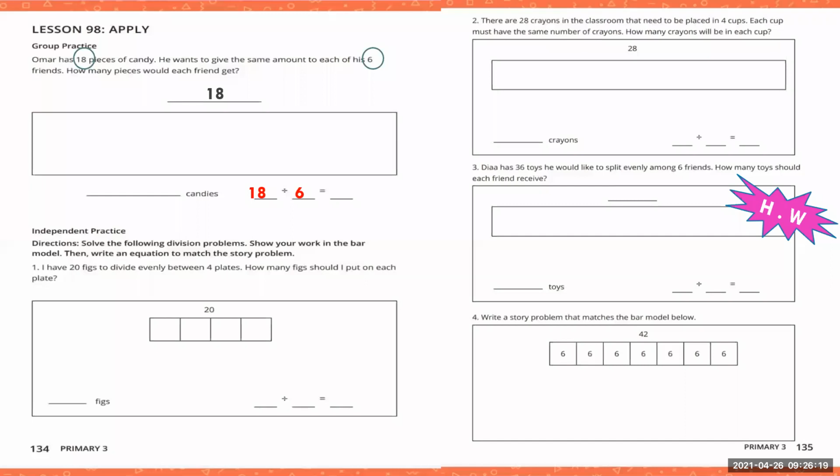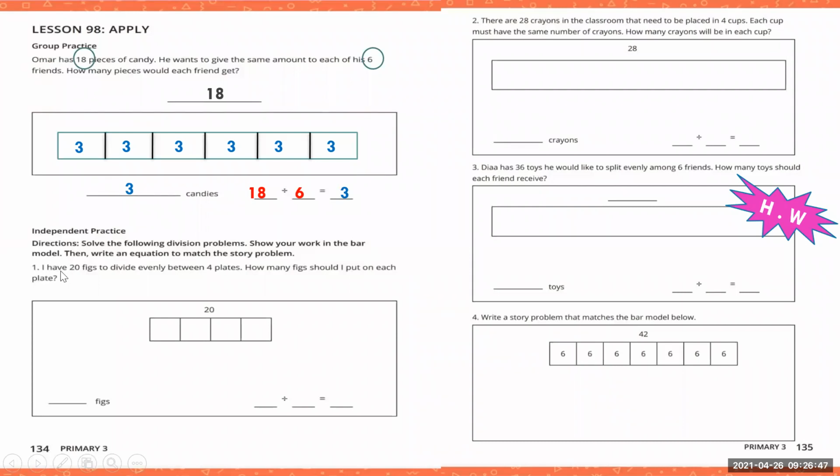Yeah, great, ya Malik. Great. Okay, so 6 times what will give me 18? Or 18 divided by 6 will give me what? 3. Excellent. So 3 candies for each one. If I divide it into 6 equal parts, each part will have 3.